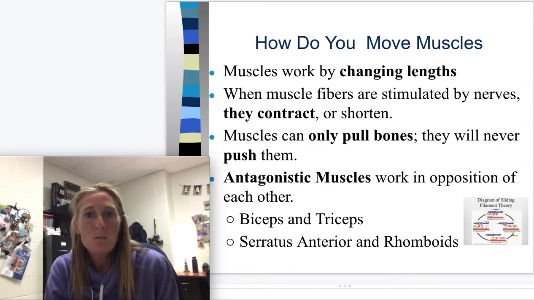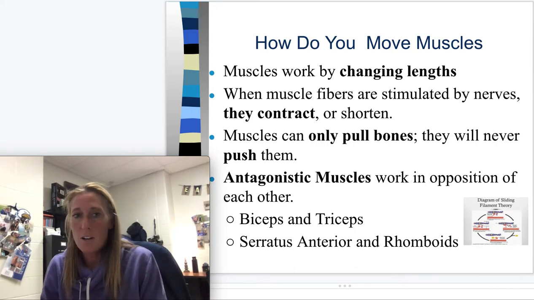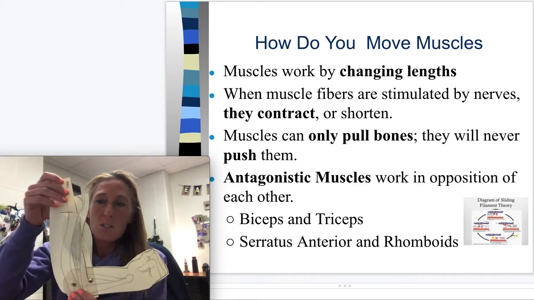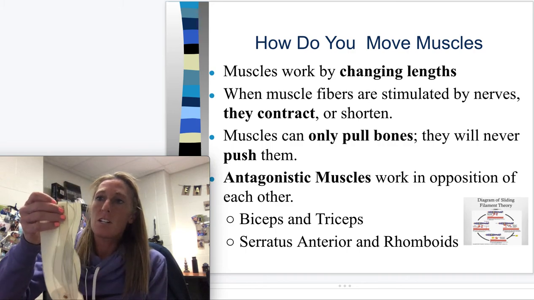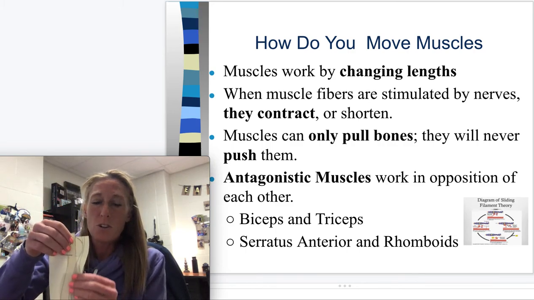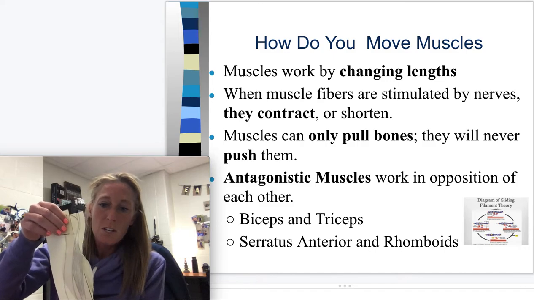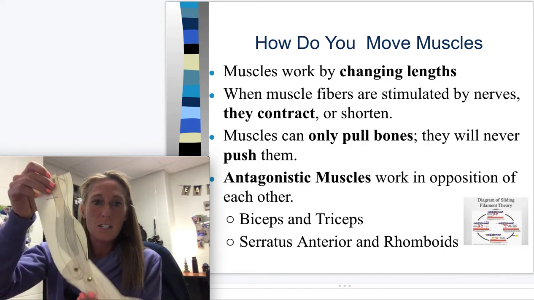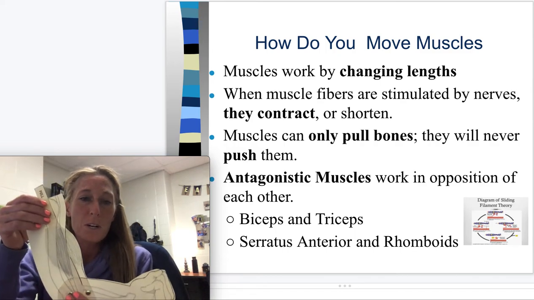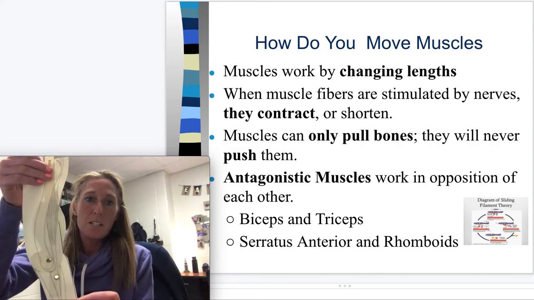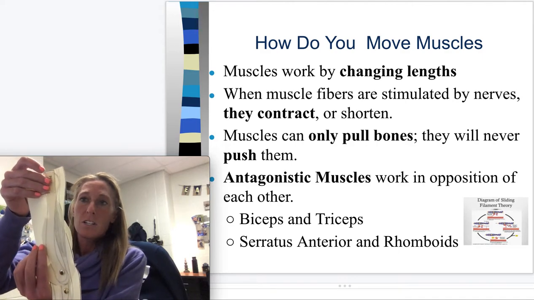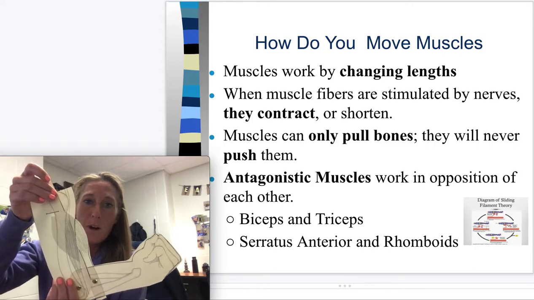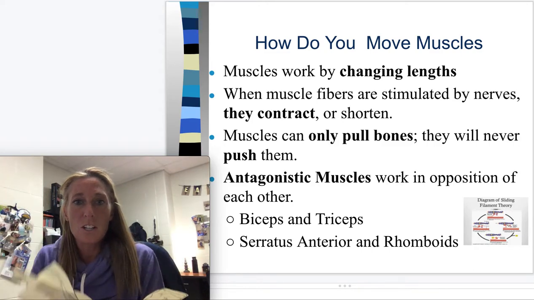How do we move muscles? Muscles work by changing length. So I have a little example here today. This is a bicep. So when this bicep, let's straighten it out, when this bicep contracts or changes length, it shortens. That is when it flexes. So this is elbow flexion. The bicep is contracting here. So muscles work by changing length. The bicep is long here, and then when the bicep shortens, it pulls your lower arm up.